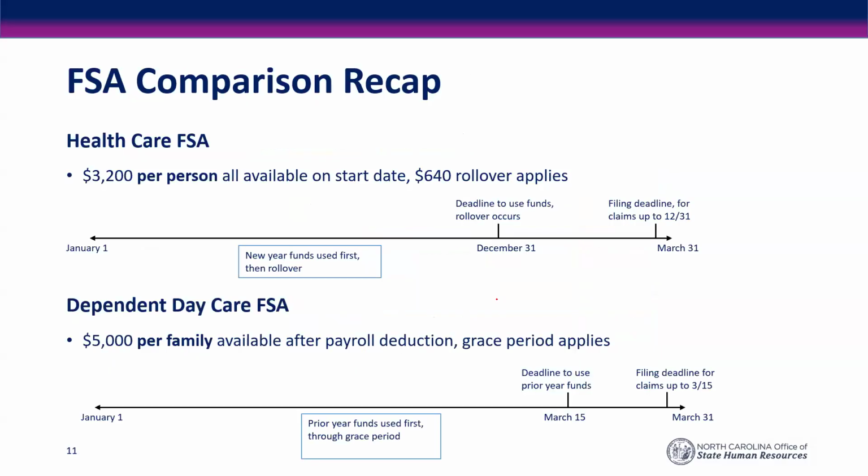This is a comparison recap of the details I just talked about, the healthcare FSA and dependent daycare FSA. The healthcare FSA is $3,200 per person, whereas the dependent daycare is $5,000 per family. The healthcare FSA has a rollover, whereas the dependent daycare has a grace period. And you'll see the plan year here for healthcare FSA is January 1st to December 31st, whereas for dependent daycare, the plan year doesn't end until March 15th of the next year.